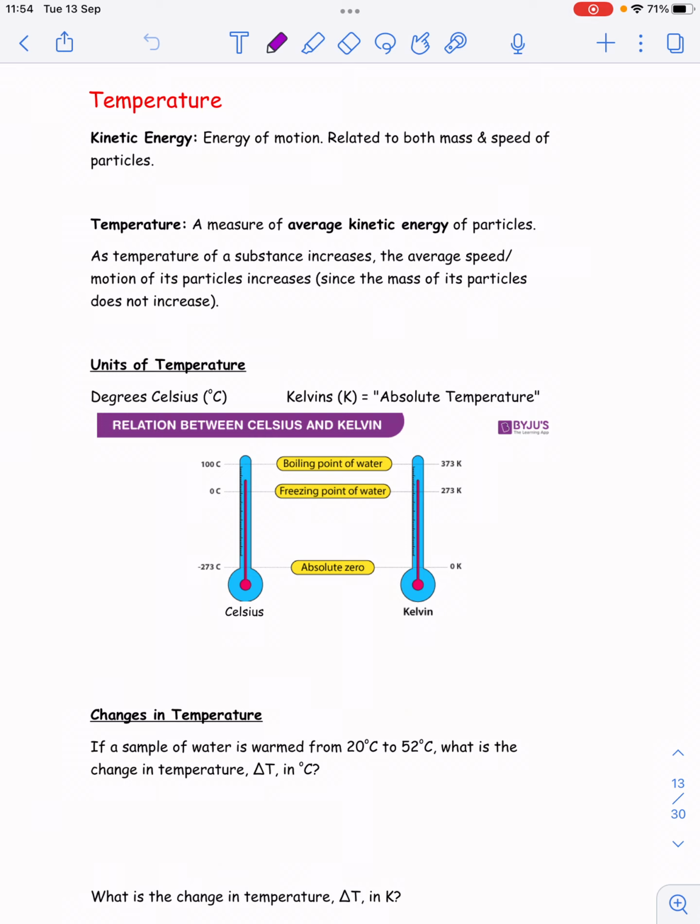Since when you have a substance, the mass of its particles is not changing, when we change something's temperature, we are therefore changing the average speed of its particles. So we're mostly going to talk about temperature in terms of motion of particles. Now, it's important to note that when you increase something's temperature, not every particle in the substance immediately starts going faster by the exact same amount, but on average, they start to move faster.